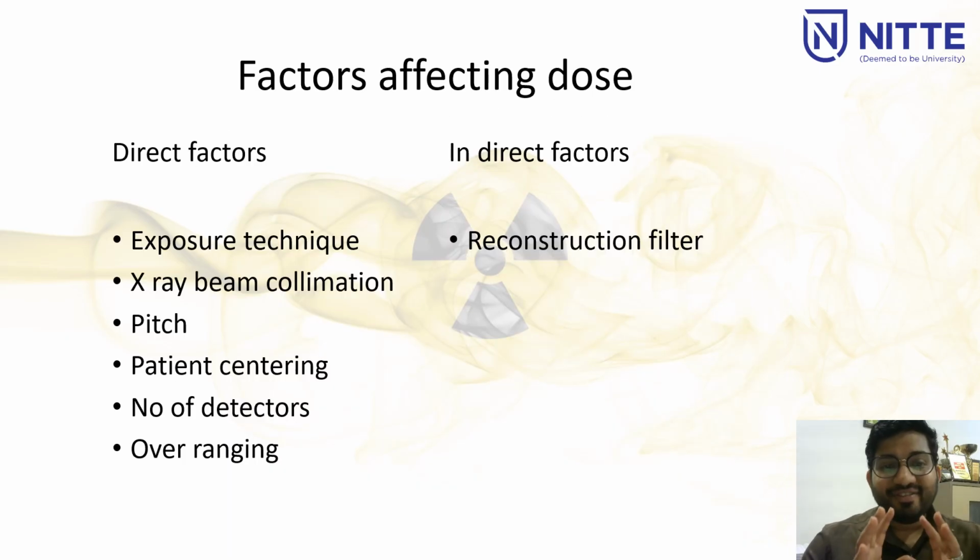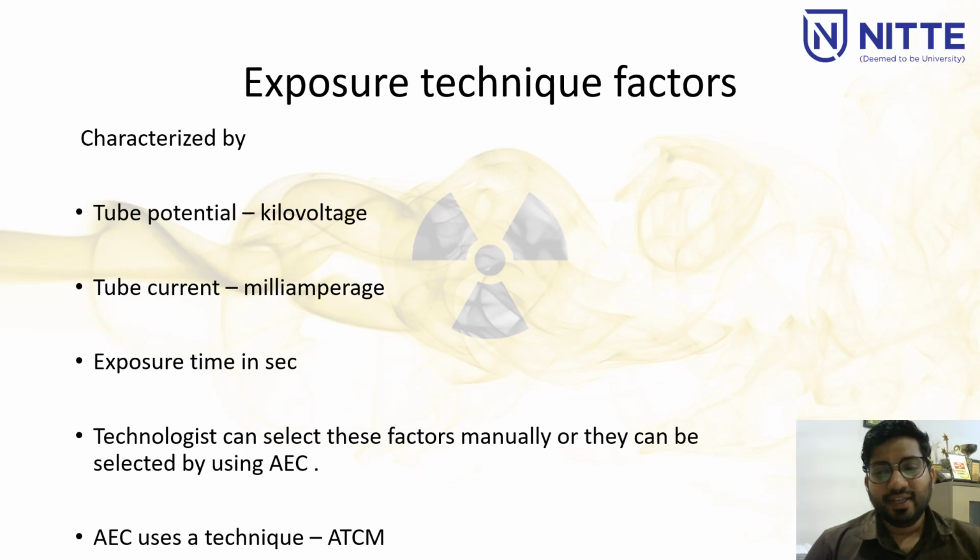So these are the factors affecting the radiation dose in CT investigation. We will be discussing them one by one, direct factors and indirect factors. Direct factors involve exposure technique, X-ray beam collimation, pitch, patient centering, number of detectors, overranging, etc. And indirect factors, which is reconstruction filters. So we'll come to the exposure technique factors.